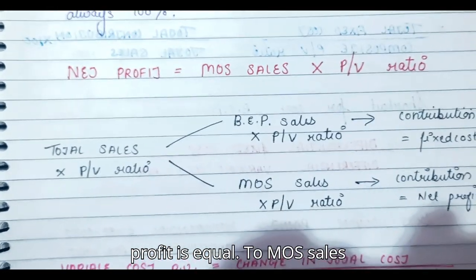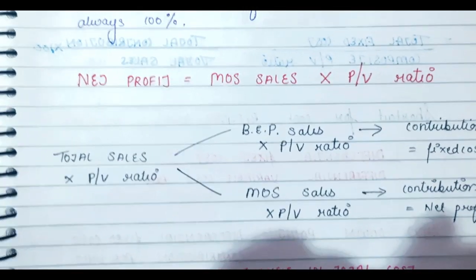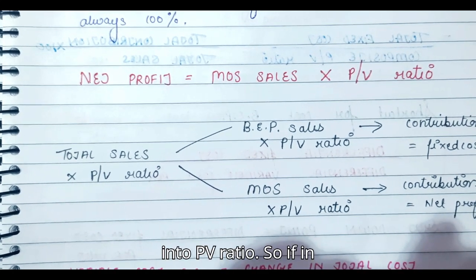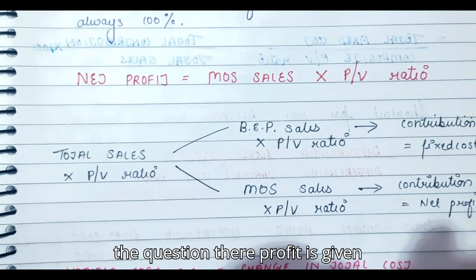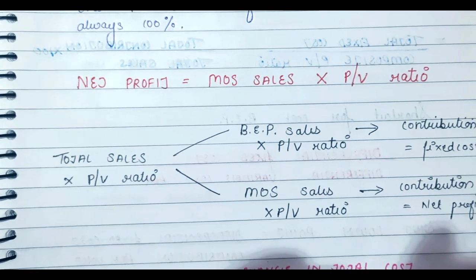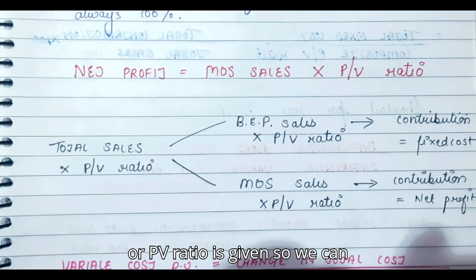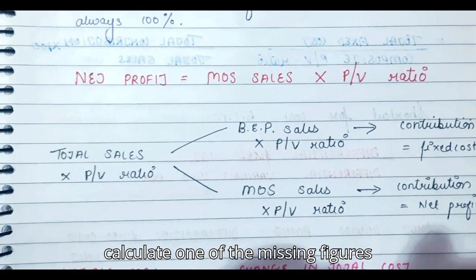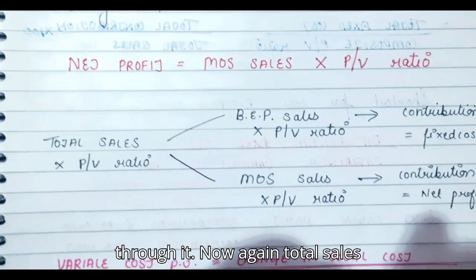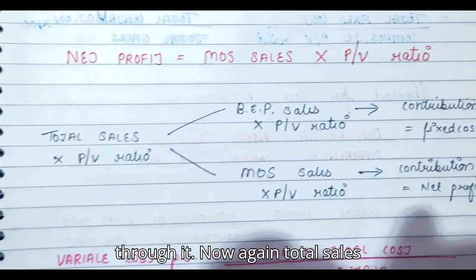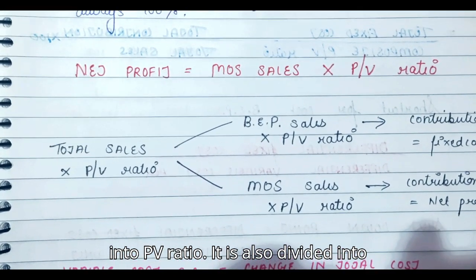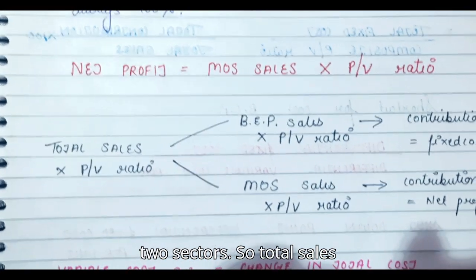Net profit is equal to MOS sales into PV ratio. So if in the question the profit is given and MOS sales or PV ratio is given, we can calculate one of the missing figures through it. Now again, total sales into PV ratio. It is also divided into two sectors.